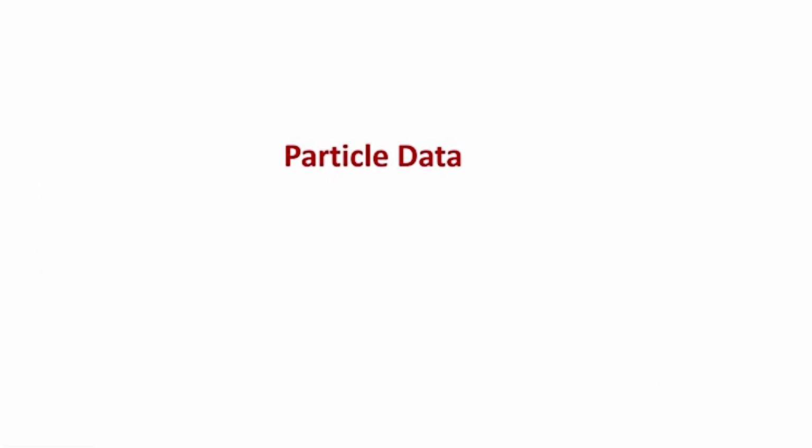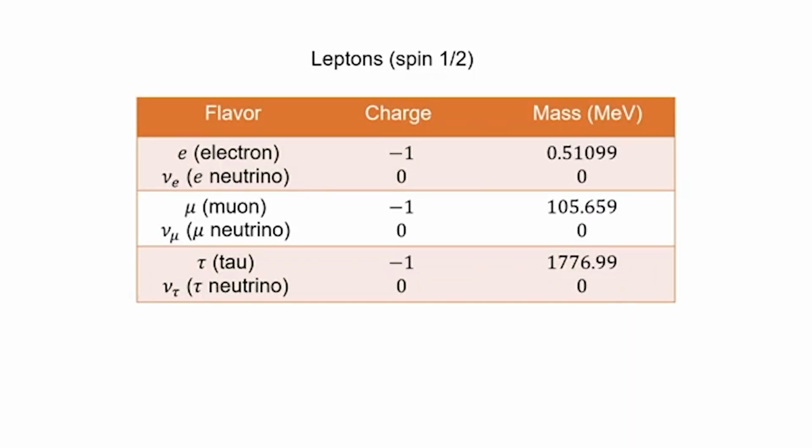And finally, I give you a list of particle data, it is only for your record. So, these are leptons of spin half, like electrons and neutrinos and so on. The charges are given and the masses are given as well. The masses are in MeV. So, there is the mu meson and then neutrino and then tau neutrino and so on, and their masses are given in MeV.